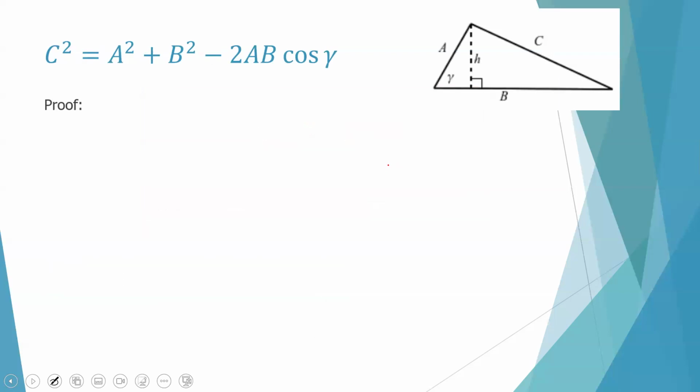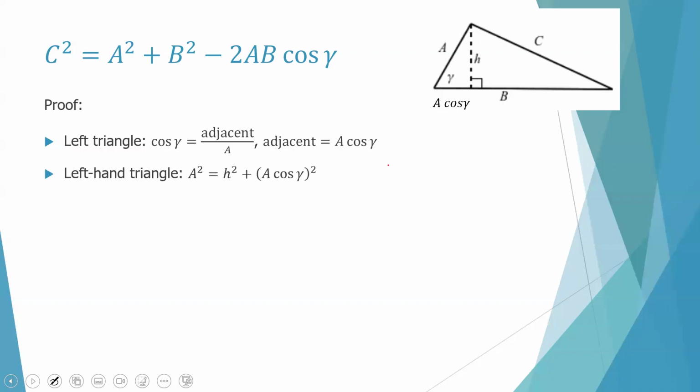Here it is. I have some gamma, that's my angle. I have sides A, B, C. I did drop an altitude down to do the proof. So in the left triangle, cosine of gamma is equal to the adjacent over the hypotenuse, and the adjacent is equal to A times cosine of gamma, right? Because the adjacent isn't all of B, it's only a part of it.